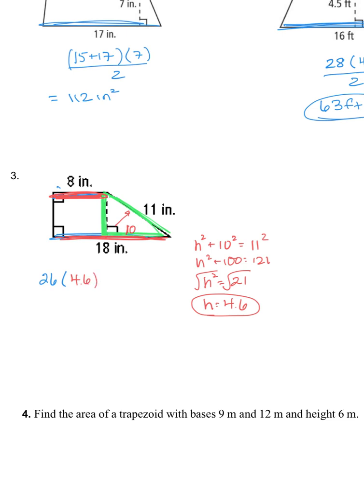And then I'm going to divide everything by 2. And I get a total of 59.8 inches squared. So this one we had to do Pythagorean theorem first, and then we use that as our height to be able to find our area.